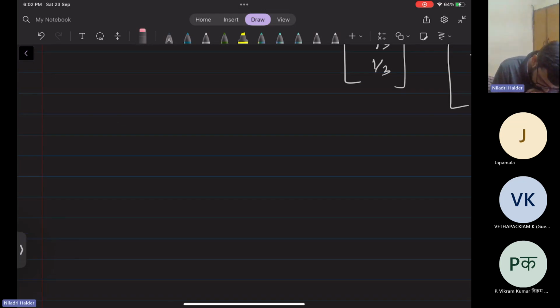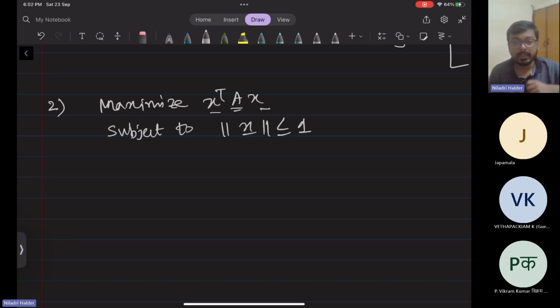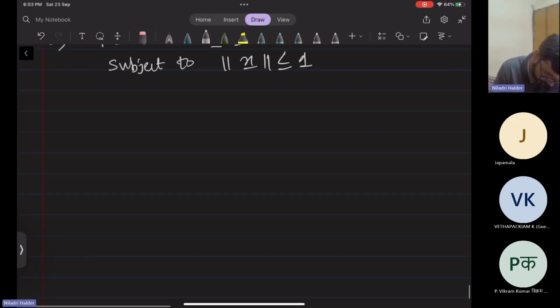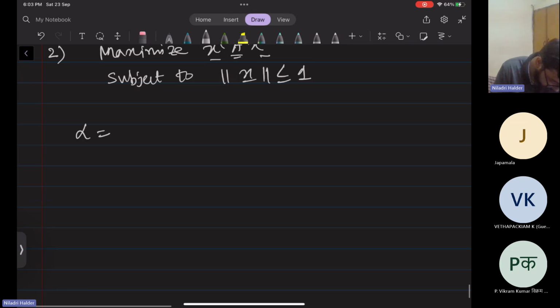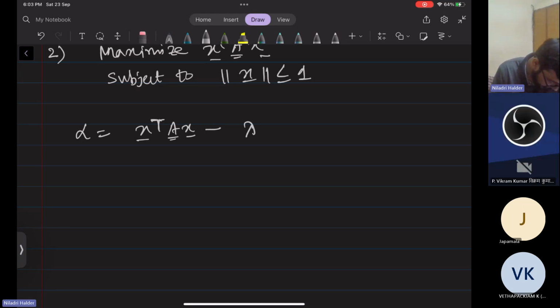Then the second problem is that: maximize X transpose AX subject to norm of X less than or equal to 1. So we need to find this. How to find it? First we need to find the Lagrangian. Lagrangian L is equal to X transpose AX plus lambda times X transpose X minus 1.